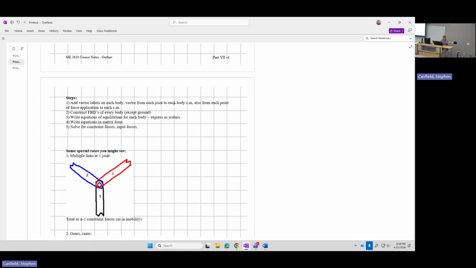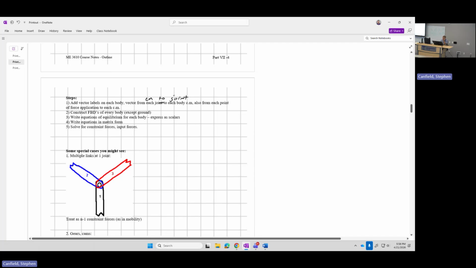Okay, this is wrong. It needs to go from the center of mass to the joint. You want to go from the center of mass to the joint. So it says joint to center of mass. So you need vectors going from the center of mass of each body out to the joint, and also a vector going from the center of mass to the point of force application. I got those backwards. You'll construct free body diagrams of every body, except for ground.